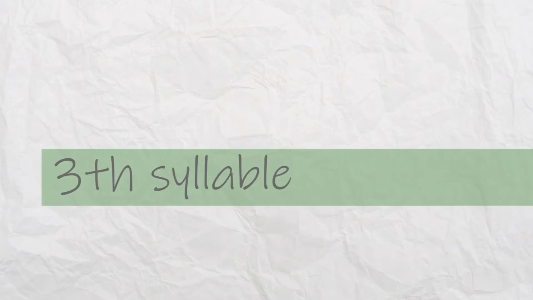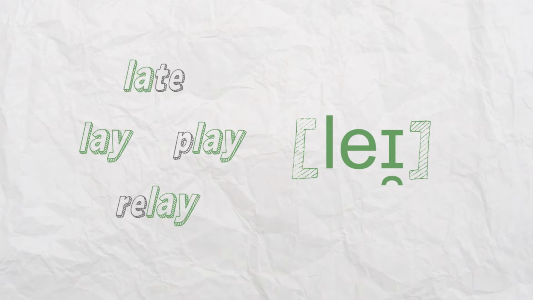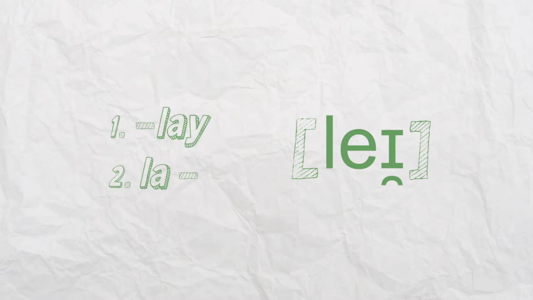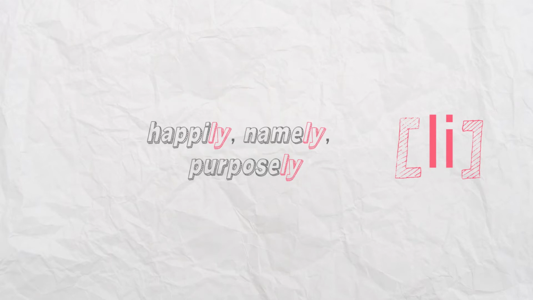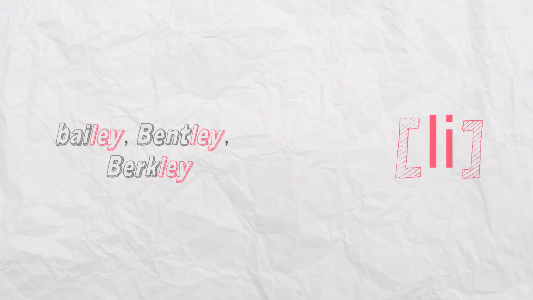Move on to syllable 3, lay. Well, the first word would probably be the word lay itself, or play, or relay, or the word late. Syllable 3, 2 possibilities. And then for syllable 4, for the sound li, I could immediately think of words like flee or lee, or flee with ea, or the word leave, or the word happily, ly, or namely, or purposely, or the words Bailey, Bentley, Berkley, or the word valley or pulley.